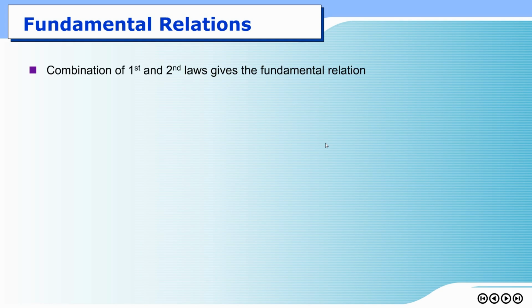The very first relationship among variables is called fundamental relations. The first fundamental relation was derived based on the combination of the first and the second law of thermodynamics. From the first law, we define the change in total internal energy. In this case, I use UT here. This is an extensive property. UT has unit in joule.